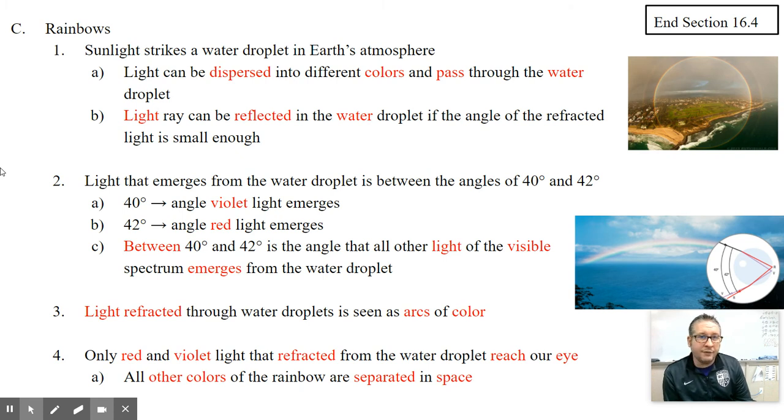And between those 40 and 42 degrees is the angle at which all of the lights of the visible spectrum emerge from the water droplet. And then light refracted through the water droplets is seen as arcs of color. Only red and violet light refracted from water droplets reach our eye. All the other colors of the rainbow are separated in space. So that's kind of neat. Only the red and violet ones are what are reaching our eye. The other colors in between are just out there. So that is a pretty neat concept.